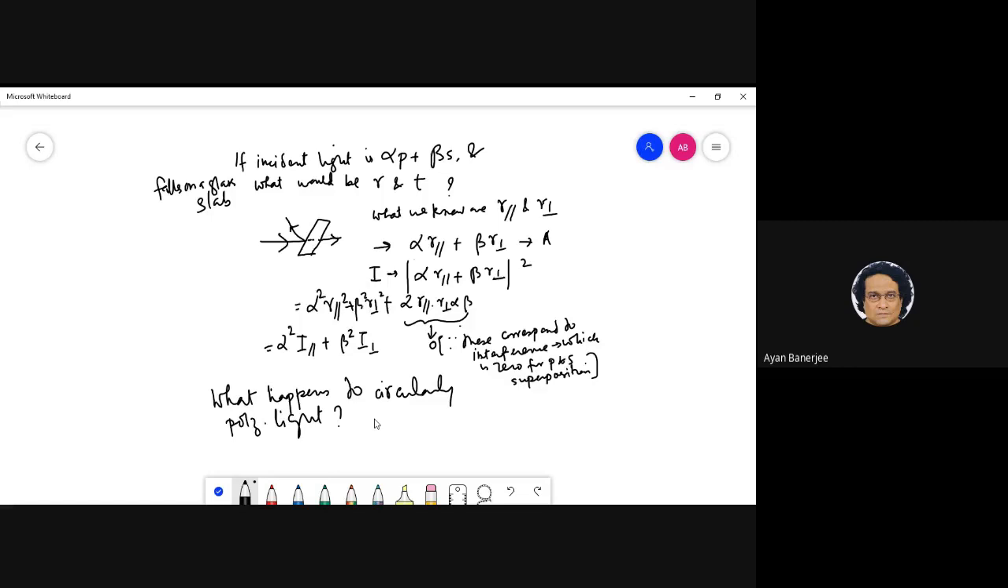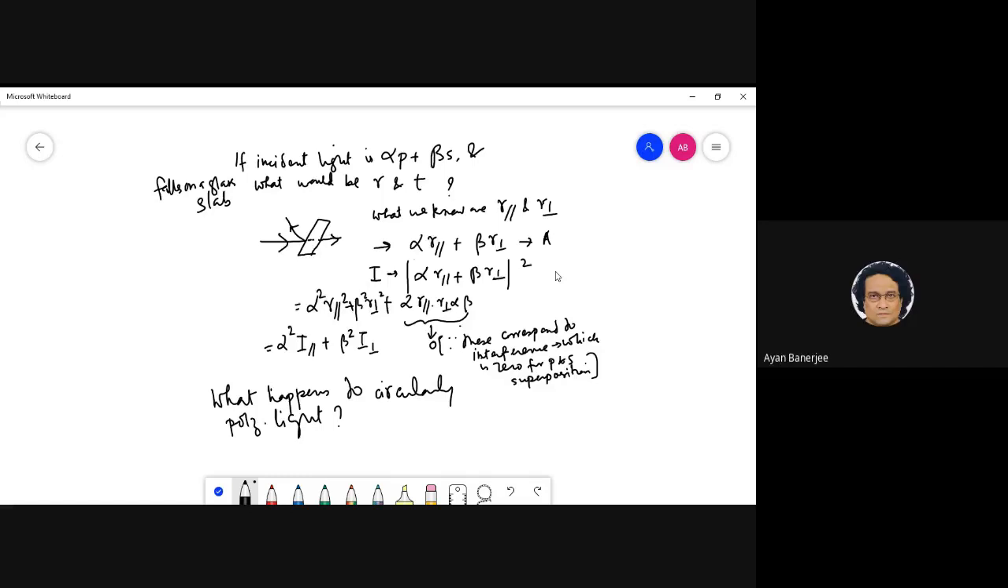So what happens when you have circularly polarized light incident on a polarizer? You keep on rotating, and the intensity does not change, right? Intensity is constant. Then you will not get that cross term. That's why he's saying, and that is an interesting statement, he's correct about it.